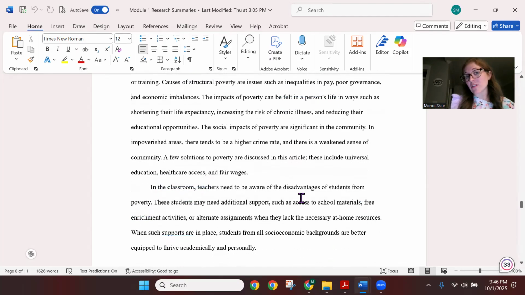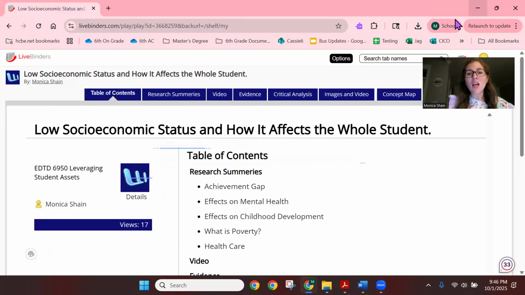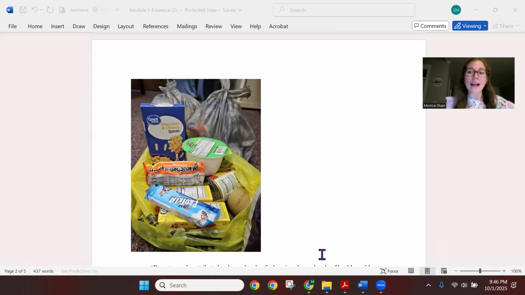One thing that really stood out to me in this article is Takey's solutions. He suggests that we provide additional supports for our students, whether it be free material, enrichment, or remediation activities before and after school, or even alternate assignments for students when they don't have the needed resources at home to complete the activity.